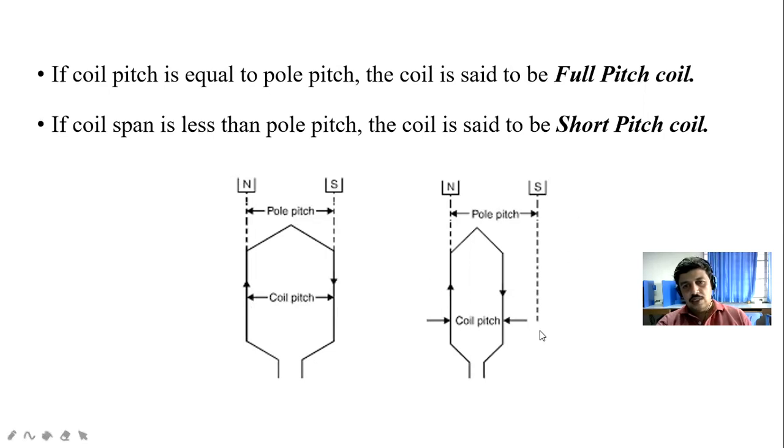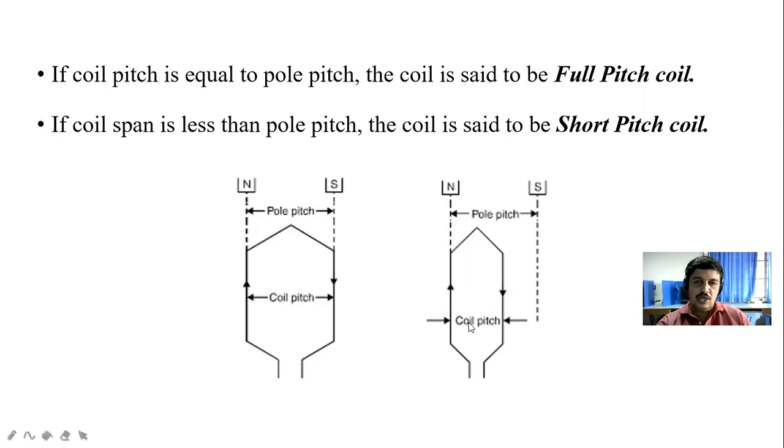In another case, one coil side of the coil is under the N pole, but the other coil side is not under the S pole. This coil side is chorded by some slots behind the S pole. So here the coil pitch is not equal to the pole pitch, therefore this coil is termed a short pitch coil. If the coil span is equal to the pole pitch, that is 180 degrees electrical, the coil is said to be a full pitch coil.